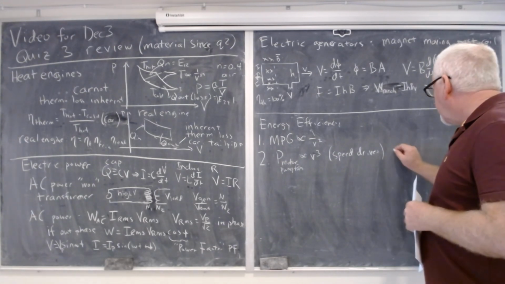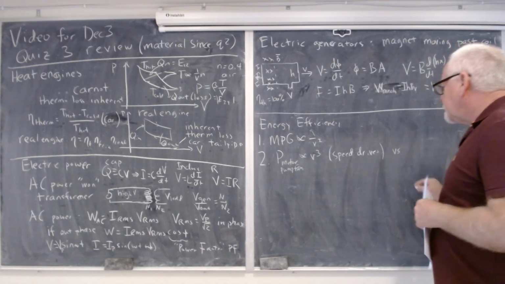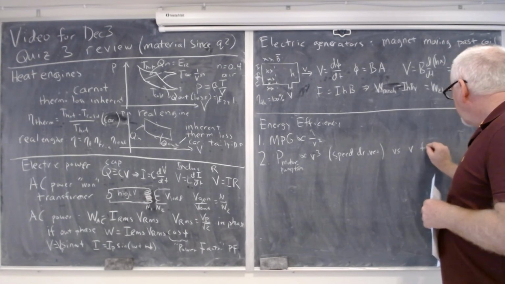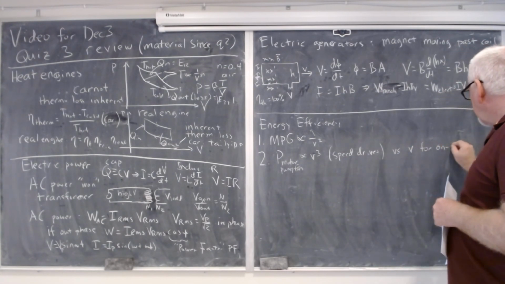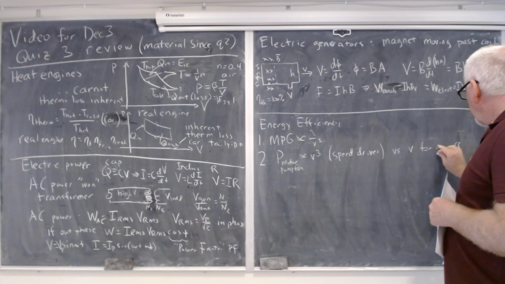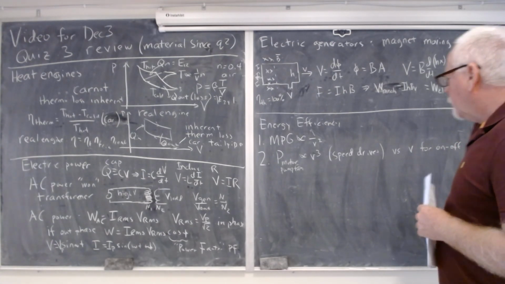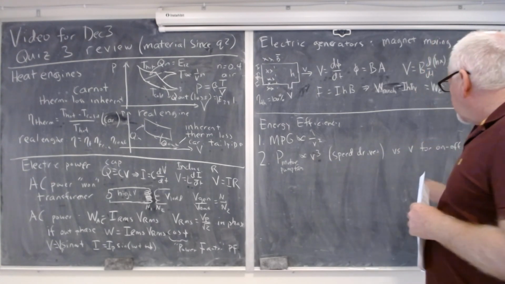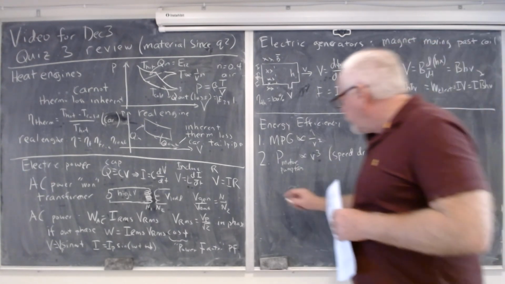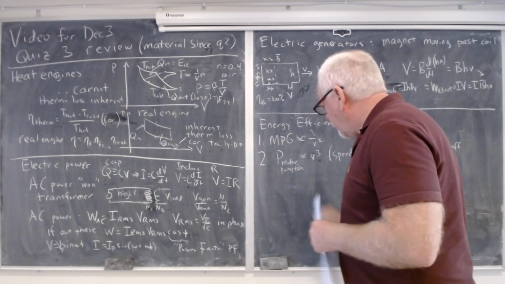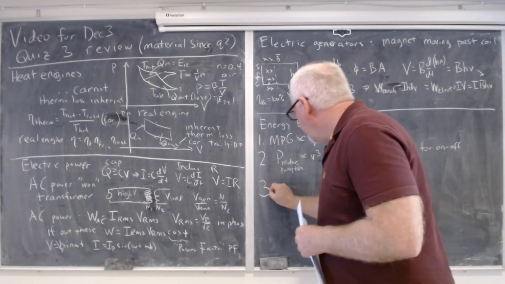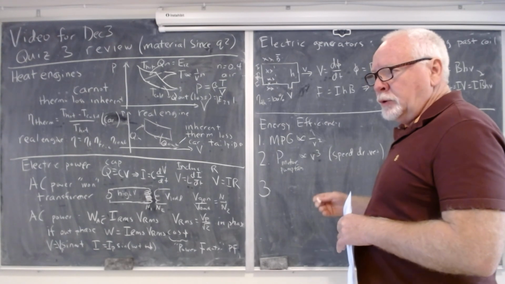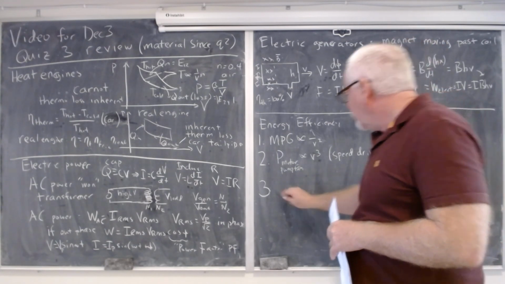And this is versus V for on-off control. So depending upon what your duty cycle is, you get that savings, and I won't write that down again. The third, oh, I skipped one. Did I skip one? Speed drive. No, I think I did it right.